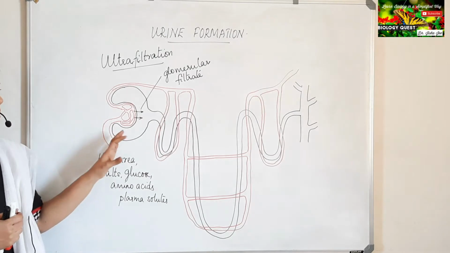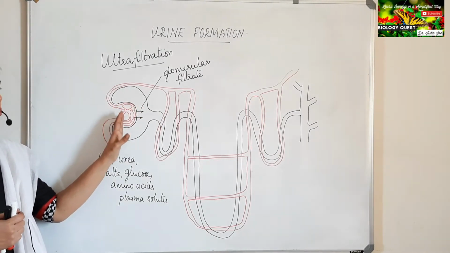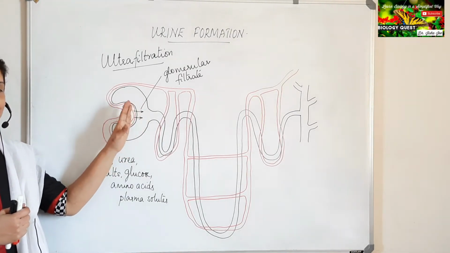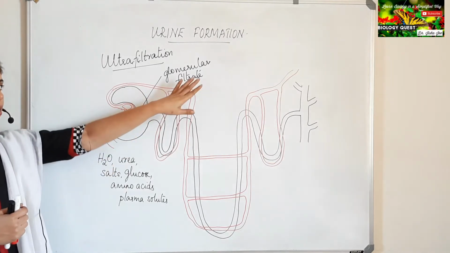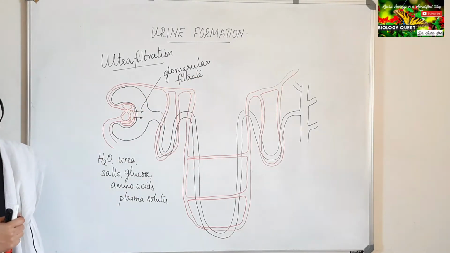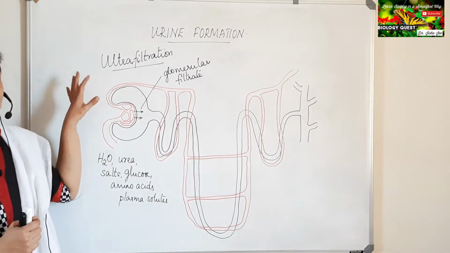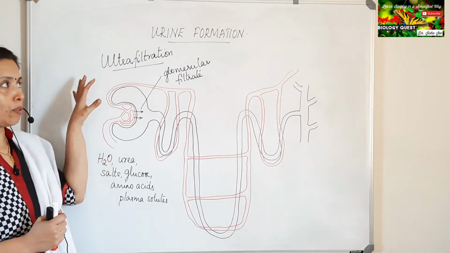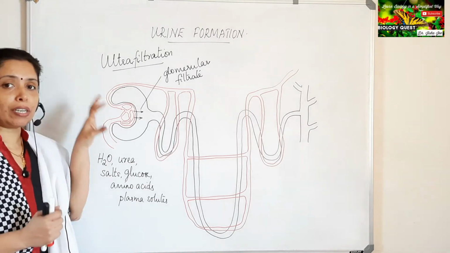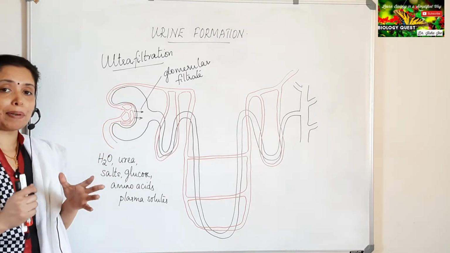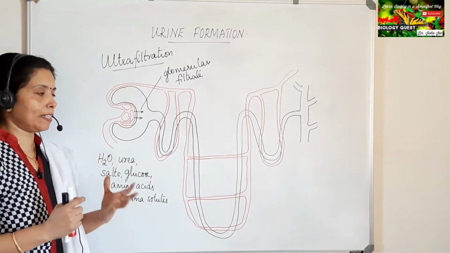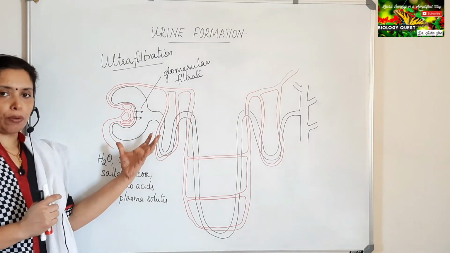So this filtrate that has now filtered into the cavity of the Bowman's capsule is called the glomerular filtrate. I hope you have understood the first step, ultrafiltration. Ultrafiltration is the filtration of the blood taking place under high pressure in the Bowman's capsule.